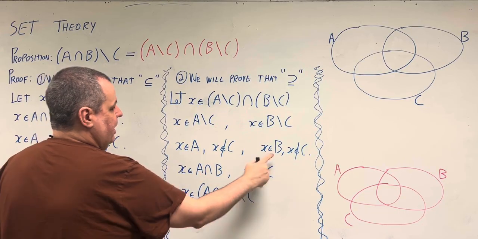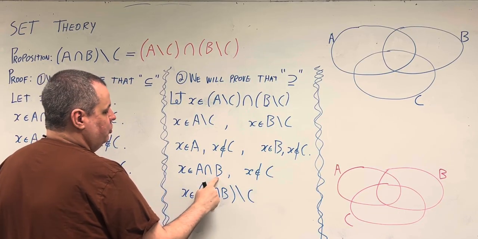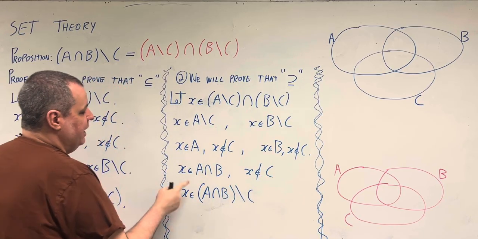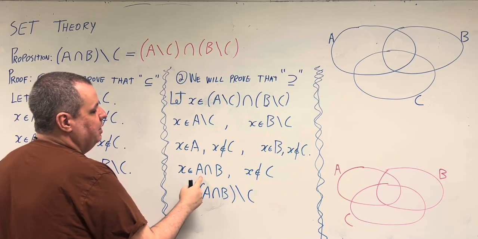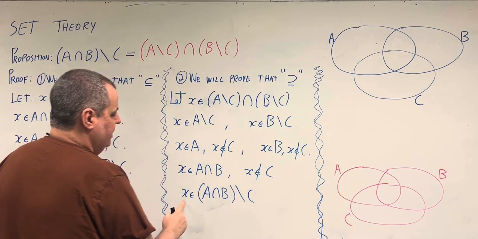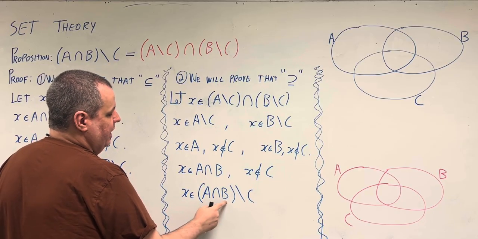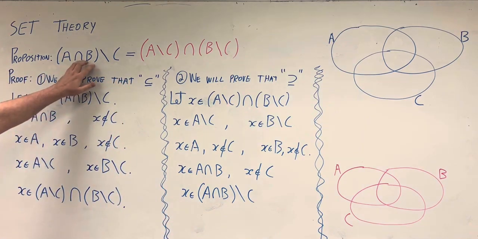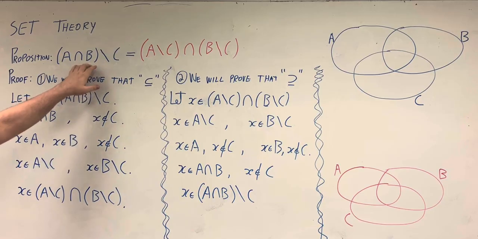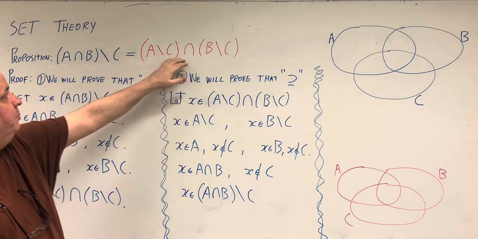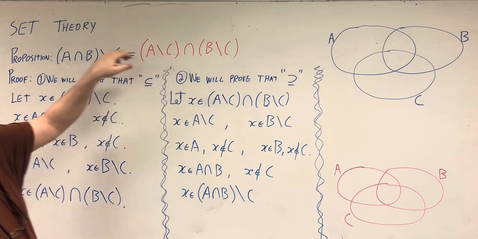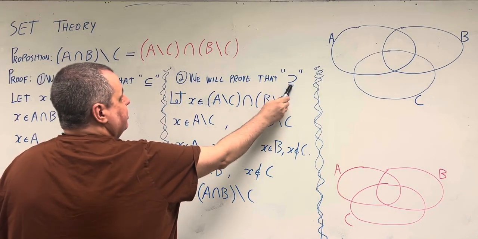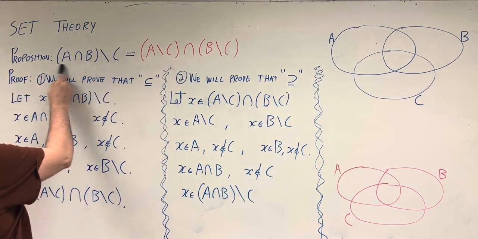Because x belongs to A and x belongs to B, we learned that x belongs to the intersection of A and B. Here I just repeat that x does not belong to C. And finally, because x belongs to the intersection of A and B, but x does not belong to C, then x belongs to the intersection of A and B minus C, which is exactly my left-hand side. Okay, so we started with a generic element on the right-hand side and proved that every element of this right-hand side must be an element of the left-hand side. Therefore, the right-hand side is a subset of the left-hand side.